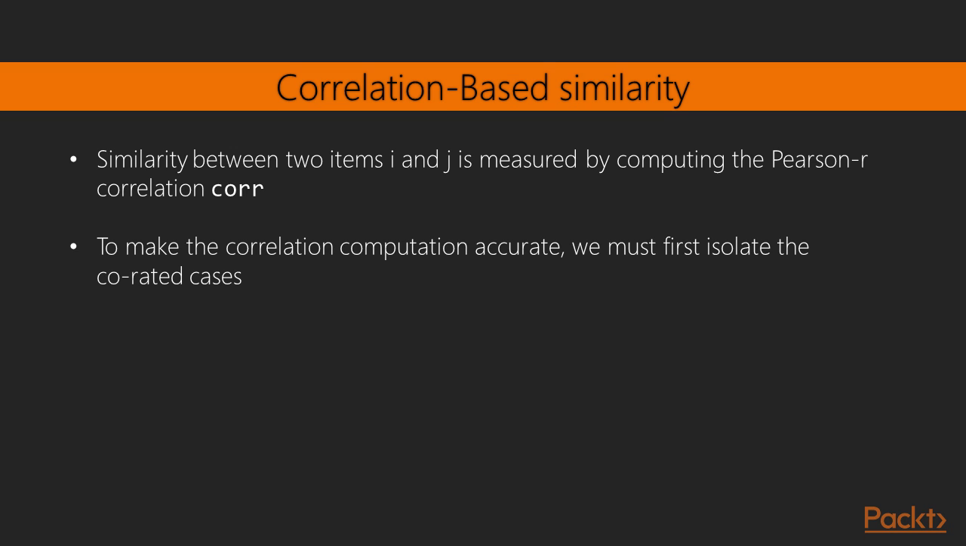Let's talk about correlation-based similarity. Similarity between two items, i and j, is measured by computing the Pearson r correlation corr(i, j). To make the correlation computation accurate, we must isolate the co-rated cases.